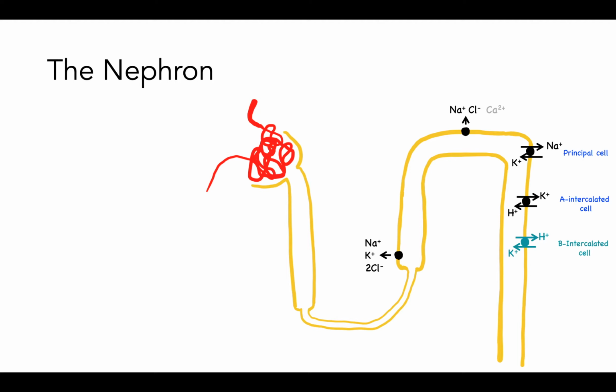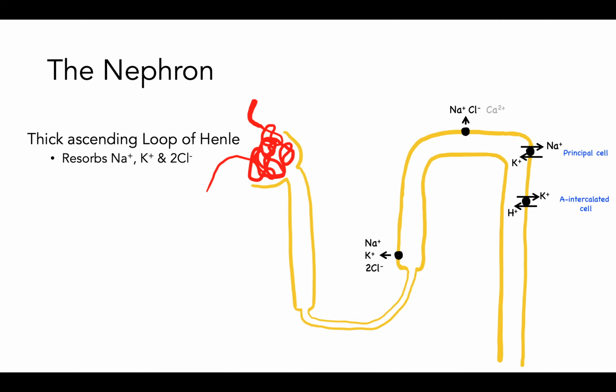There is, of course, a beta intercalated cell, and this performs the reverse function. So it resorbs H+ and excretes potassium into the blood in conditions where the blood becomes too alkaline and you need to recover H+. However, blood doesn't normally tend to become too alkaline. Blood tends toward acidity, and so in normal conditions, beta intercalated cell function is not required, and so we can forget about it for our purposes. It's really just there for the sake of completeness.